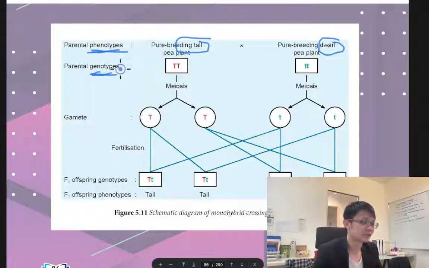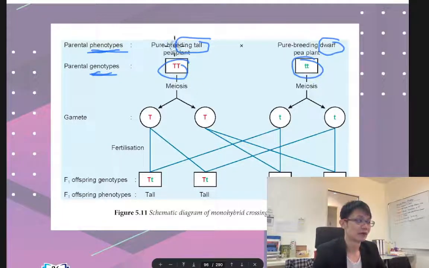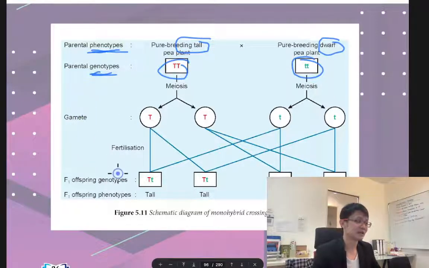So just be careful, fill in the blank, and the question will say what is the phenotype. Then you say tall and short, for example. And what is the genotype? It is TT and tt. Sorry, this is the genotype, and just now is the phenotype. So this one you need to know. Other than that, I think nothing much confusing, because this is again the same genotype and phenotype of the offspring. Offspring, the baby.